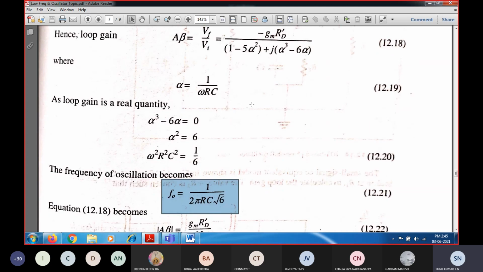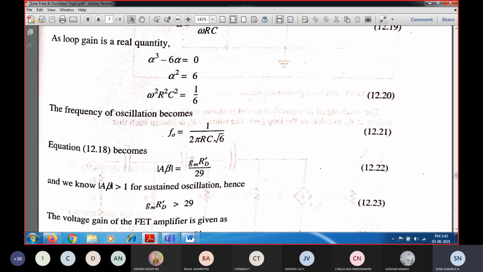So the gain, if I substitute the value, omega RC, right? So alpha is equal to 1 by omega RC. Then if I substitute the value of the gain reduction, you'll be getting the gain from the output feedback to the input terminal. If I look at the output and input, I will be getting the gain expression, as this is gm into RD dash, the output gain expression of an amplifier.